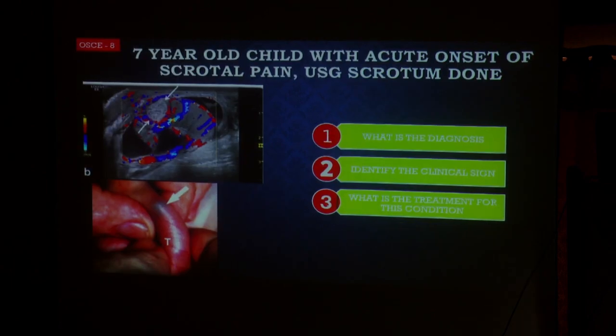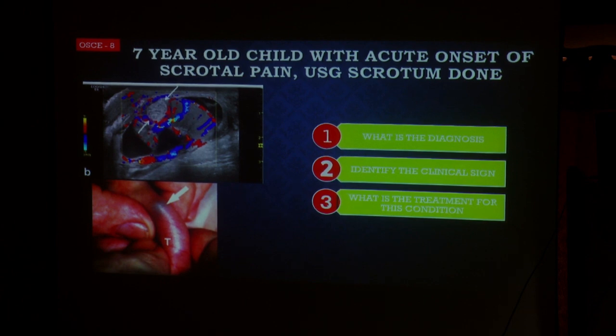Now coming to scrotal imaging. This is an image of a 7-year-old child with acute onset of scrotal pain. So an ultrasound image of the scrotum is given. So what is the diagnosis? What is this clinical sign? And how will you treat this patient?